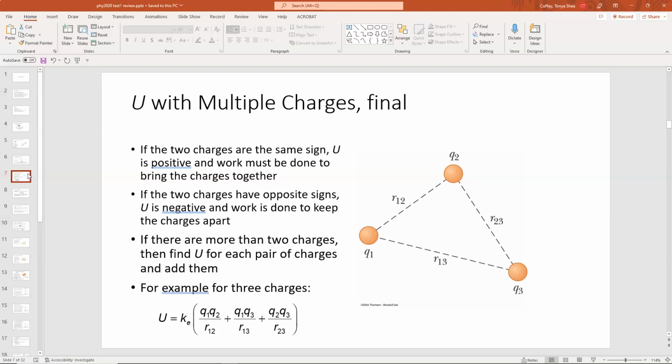And if there's more than two charges, then to find the total potential energy you have to sum over all pairs of charges, and that'll give you the total potential energy for the system.